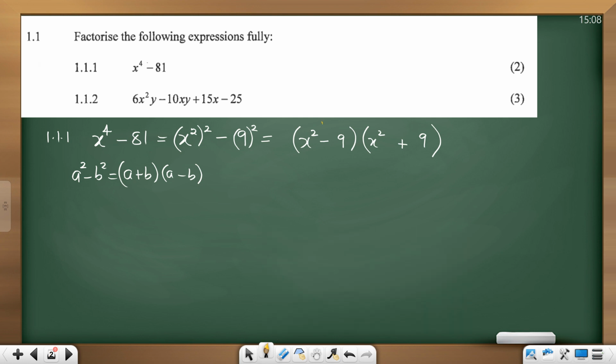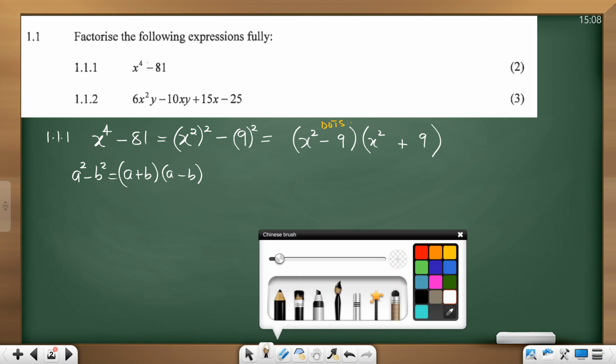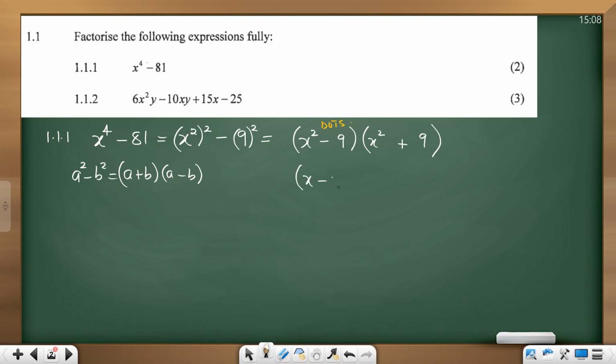However, again, I see a difference of two squares there because those numbers can be written as squares. So x minus 3, x plus 3. This one is a plus, so there's nothing I can do about that.